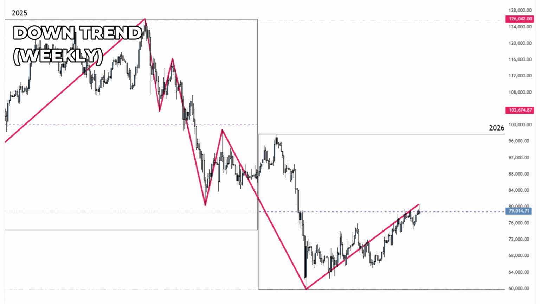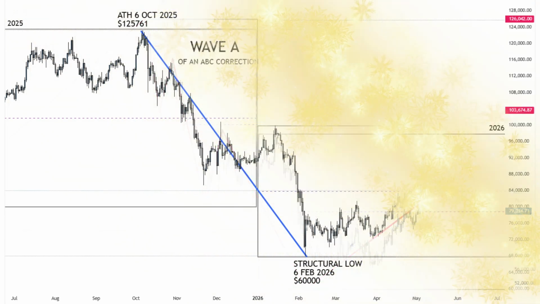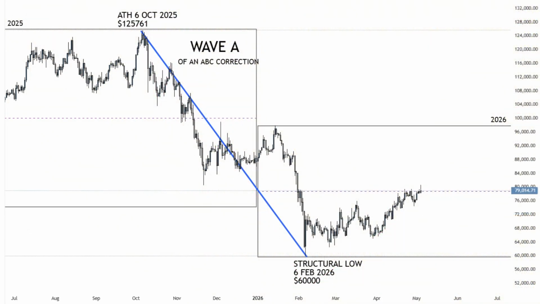From the all-time high of $125,761 on the 6th of October 2025, Bitcoin declined sharply to the structural low of $60,000 on the 6th of February 2026. That move is wave A of an ABC correction, and we are assuming, until the market tells us otherwise, that wave A is now complete.